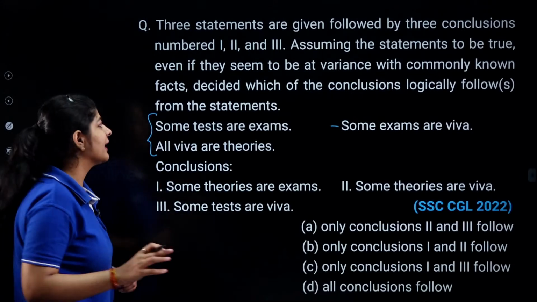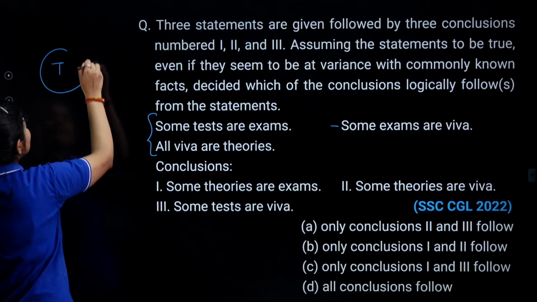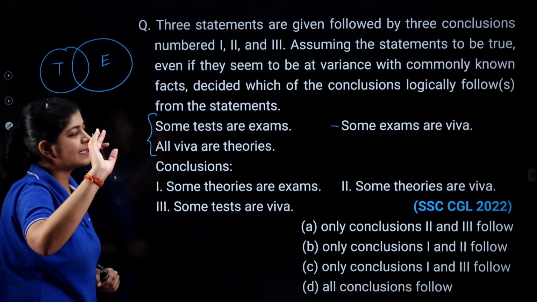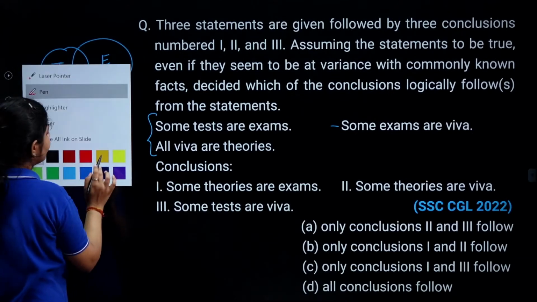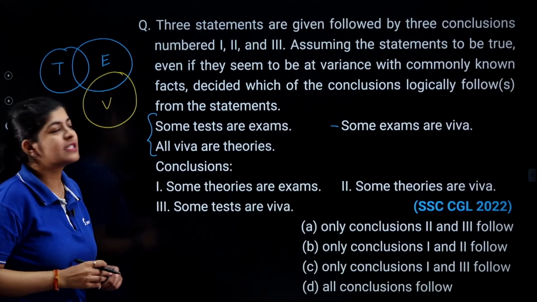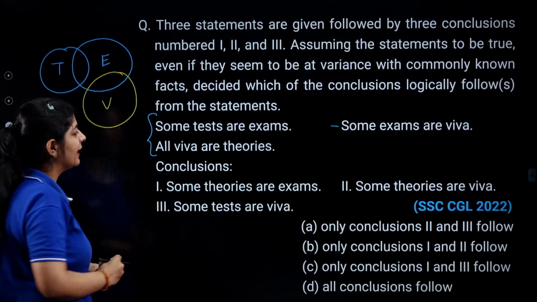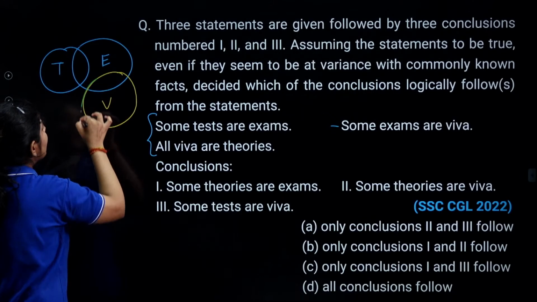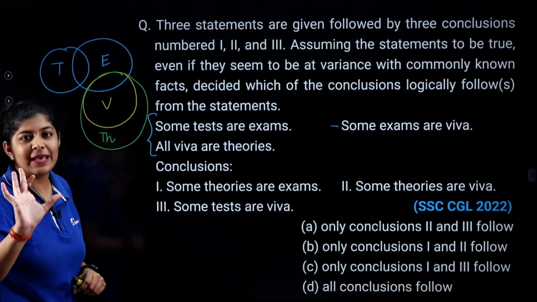So let's draw the diagram. Some tests are exams. Right? I am just drawing my basic diagram. Some exams are viva. Why am I not intersecting test and viva? Because there is no such relation given till now. Next, all vivas are theories. All vivas are theory. So basically this is my basic diagram.